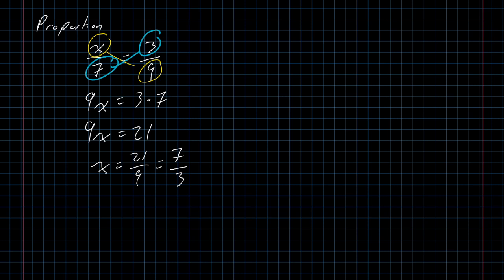And then reducing the fraction. Again, exact values to start, so I'm going to get exact values at the end. x is equal to 7/3. We can do this just as easily if we have a proportion that has approximate values in it.